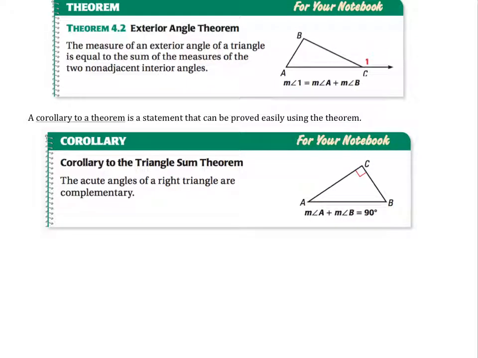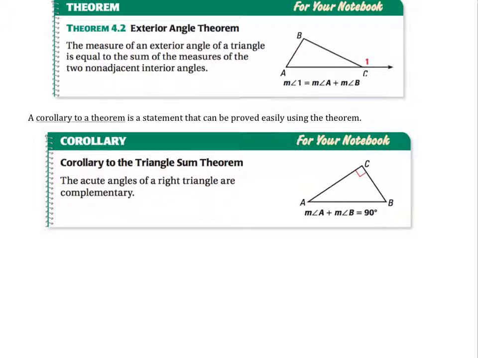Next, we have a corollary. A corollary to a theorem is a statement that can be proved easily using the theorem. To me, a corollary is something that is a direct result because of a previous theorem. Because I know that something is true, I know this new thing as a direct result from it. So this is a corollary to the triangle sum theorem.